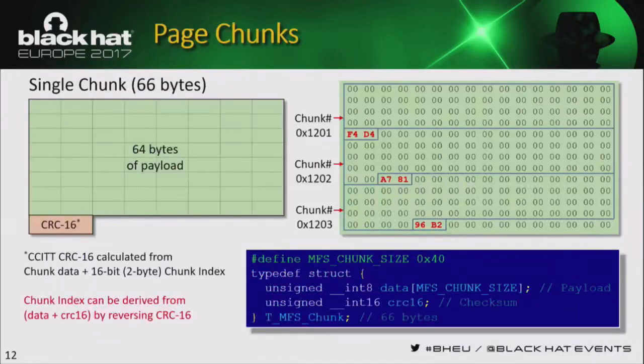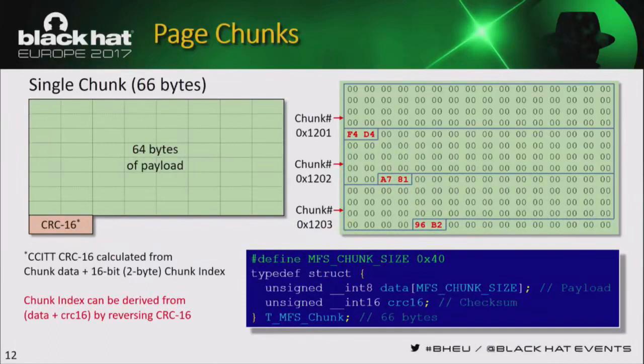The most atomic piece of data in the ME file system is the chunk. A chunk is 64 bytes of payload of user data and 2 bytes of checksum. The checksum is calculated from the data and the index of the chunk. All chunks, system and data, have continuous numbering. Starting from 0, there are system chunks, and later the data chunks.